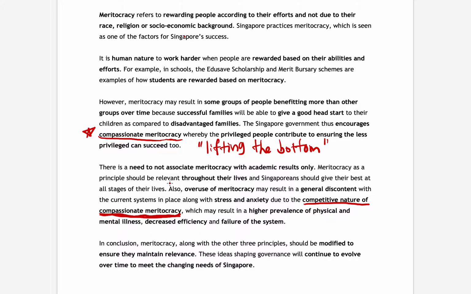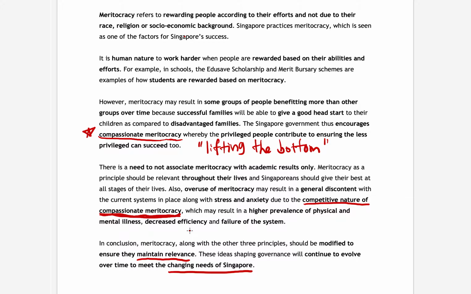So in conclusion, meritocracy, along with the other three principles, must be modified to ensure they maintain relevance in the future. The ideas shaping governments will continue to evolve to meet the changing needs of Singapore. Remember what we said, staying relevant, anticipating change. This is not one size fits all. Governance will never remain the same. 20 years ago, governance was different. 20 years in the future, it's probably going to be different again. So it must be modified. We must adapt what we know today in order to fit a future context.